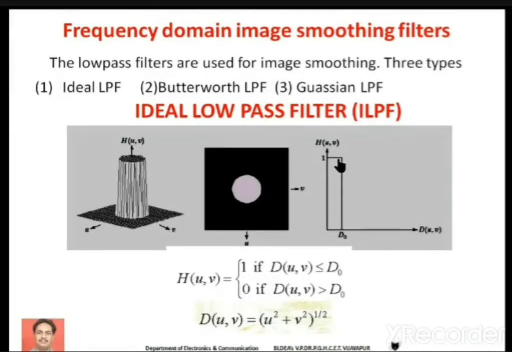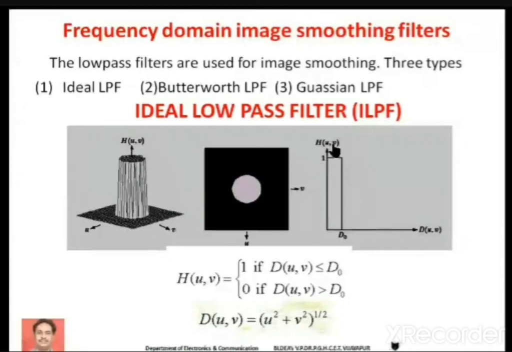Just go through this. This is the origin, and here we have D naught. D naught indicates the cutoff frequency of the filter. On the x-axis we have D of u comma v. Recall, D of u comma v is any point in the frequency plane at location u comma v. And on the y-axis we have H of u comma v, which is the transfer function of the filter.